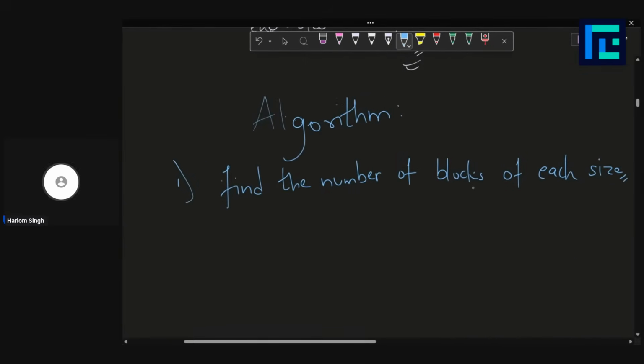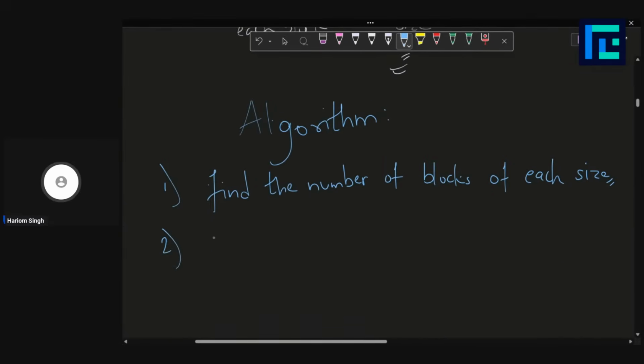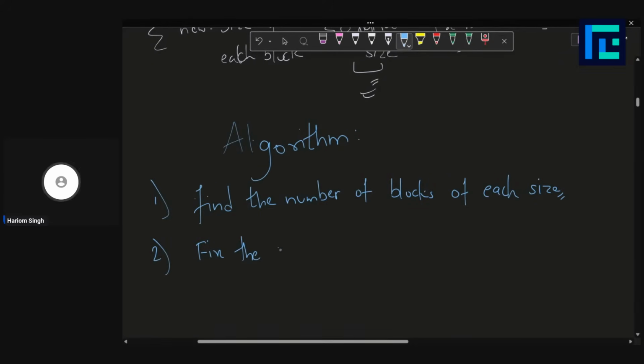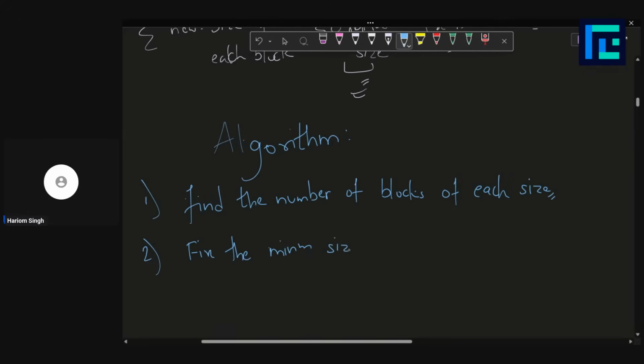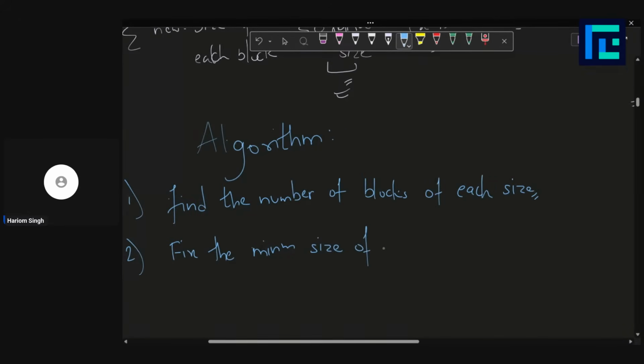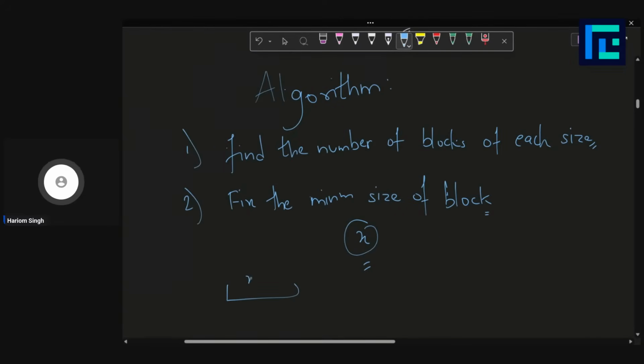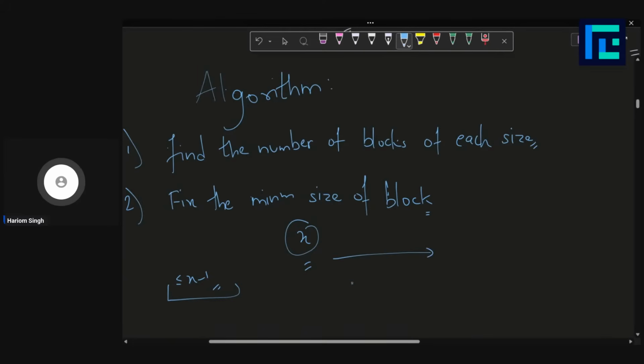So you do this, and then you will fix the minimum size of block, right? So let's say I fix that x will be the size of the minimum block. Then all the blocks of length less than or equal to x minus 1 will be deleted. So I just want to process all the blocks whose size is from x to n, right?